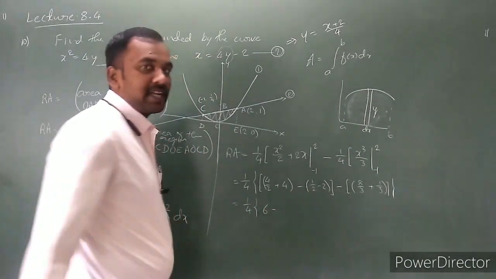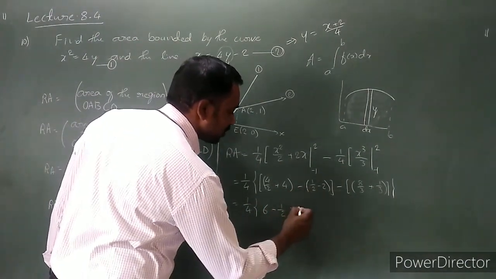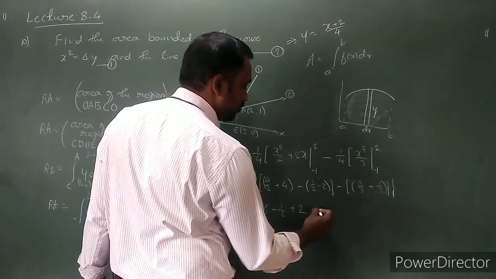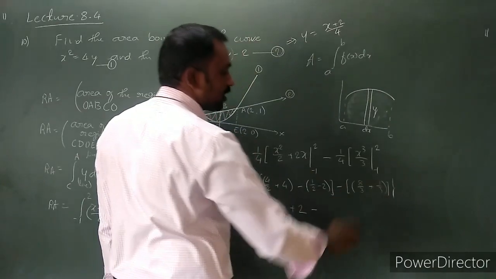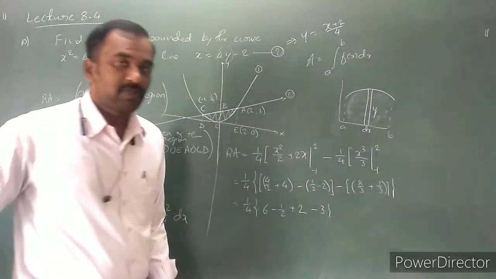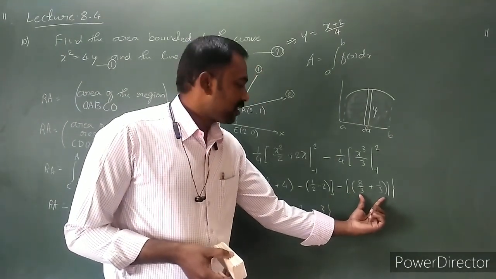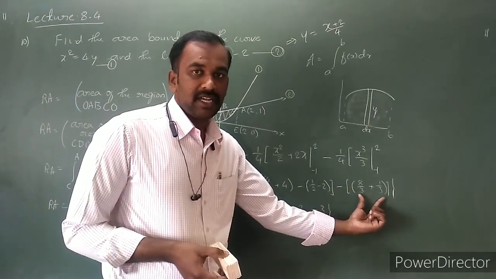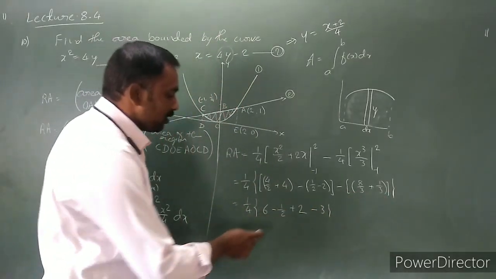Or else you can open the bracket as well. Minus 1 by 2 minus minus plus 2. Here it is minus as it is, 8 by 3 as it is, and plus 1 by 3. That means 9 by 3, which is nothing but 3. Are you clear? Simplify this bracket: 8 by 3 plus 1 by 3, 3 is the LCM, 8 plus 1 is 9, 9 by 3 is 3. 3 into minus 3. Now simplify.